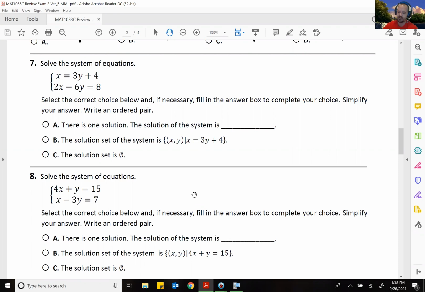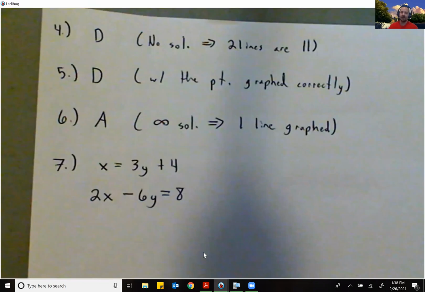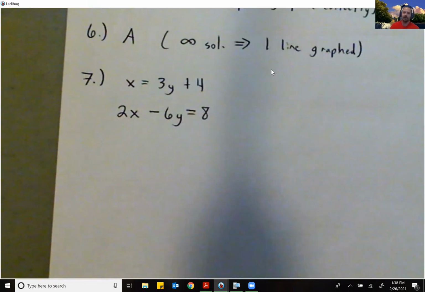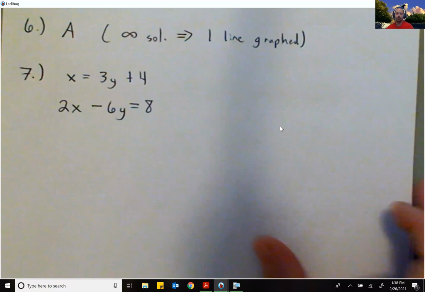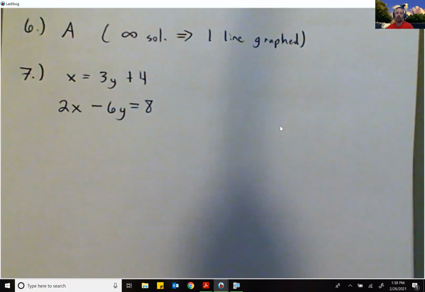So on number 7, we've got x equals 3y plus 4. And then we got another equation that is 2x minus 6y equals 8. So again, we could graph that, but the algebra will be a little bit better for this. Okay. So which algebra method, substitution or elimination, would be best for this one?